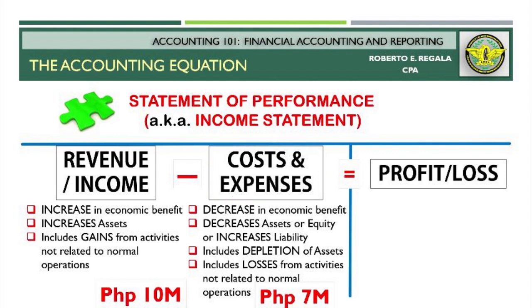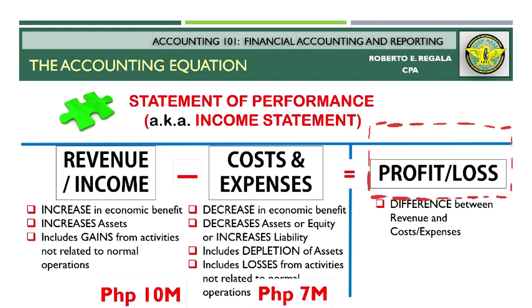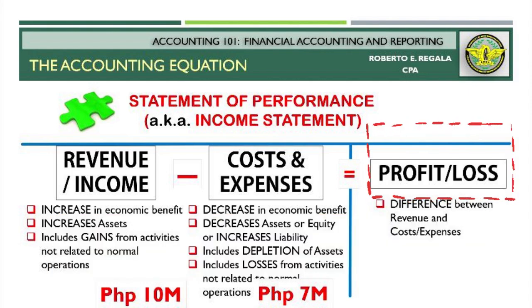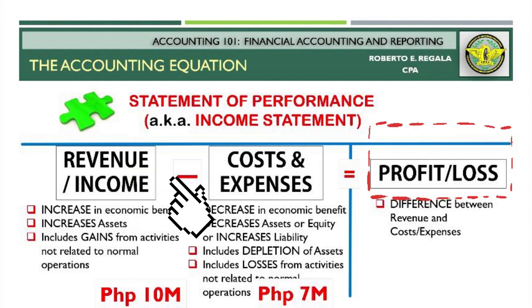The last element in the income statement is profit or loss. Profit or loss represents the financial result of a business's operations over a specific period, calculated as the difference between total revenue and total expenses. It is a key indicator of an entity's financial performance and sustainability. The formula for computing profit is total revenue minus total costs and expenses.